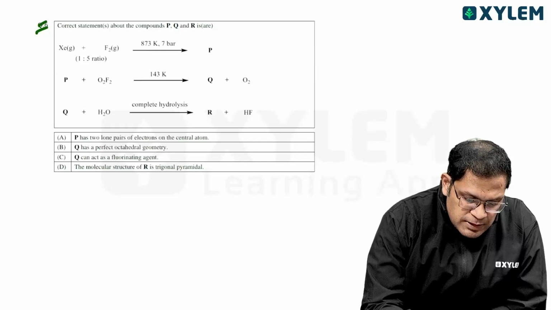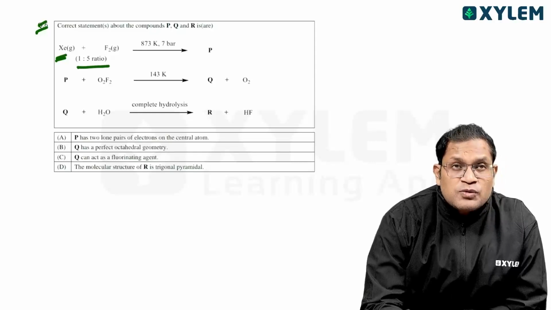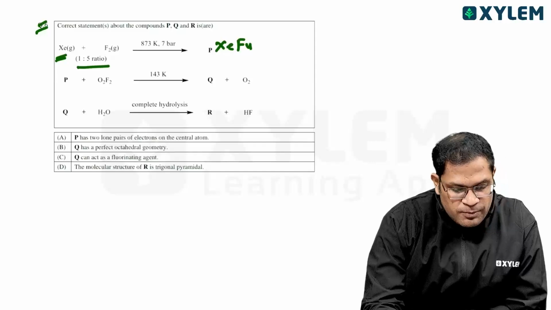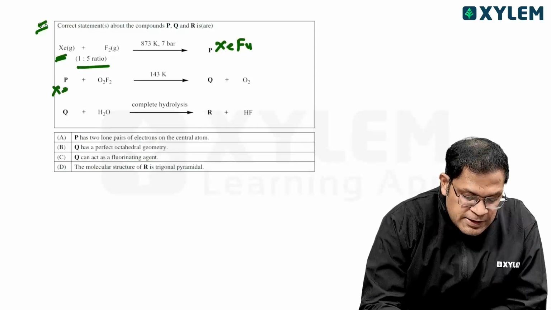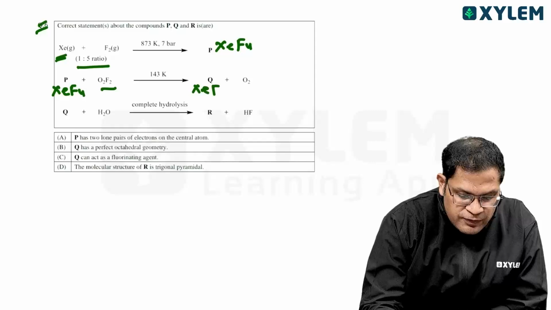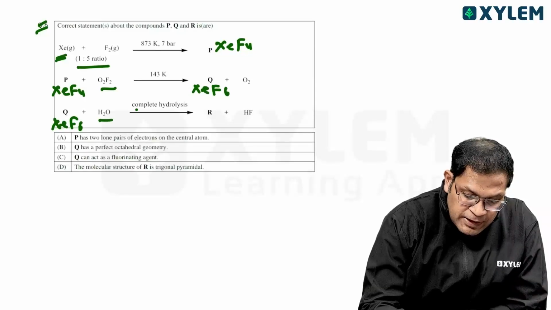Now guys, we know that when xenon reacts with fluorine in a 1:5 ratio, XeF4 will form. This XeF4 reacts with O2F2 and accepts fluorine, then XeF6 will form, and this XeF6 hydrolyzes completely.